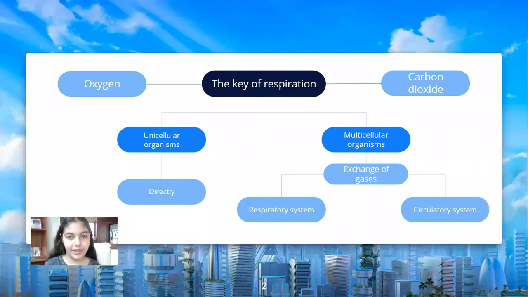The key of respiration. Respiration can happen in unicellular organisms and in multicellular organisms. In unicellular organisms, it's very simple because the respiration is direct, but in multicellular organisms, it's a little more complicated because there is an exchange of gases. What is this? This is when the oxygen and the carbon dioxide play a very important role because our cells need oxygen to survive and to work. So they have to take it from the air we breathe.